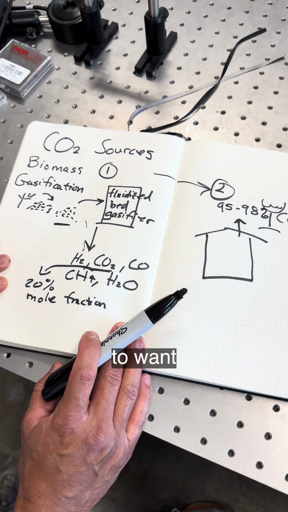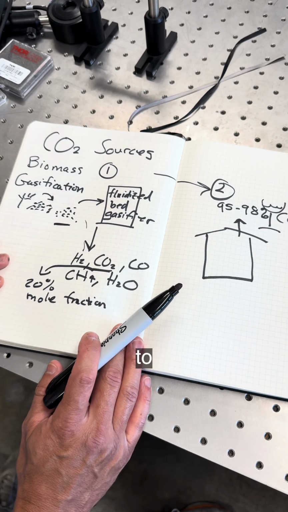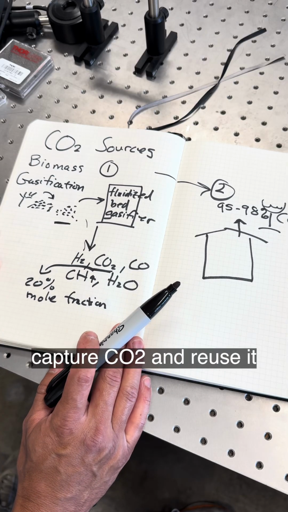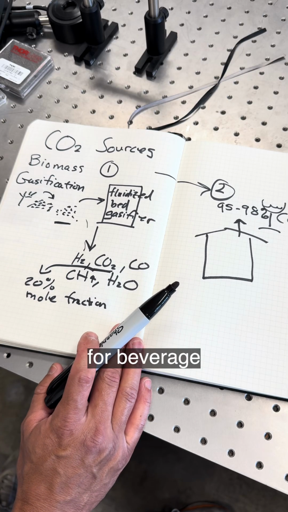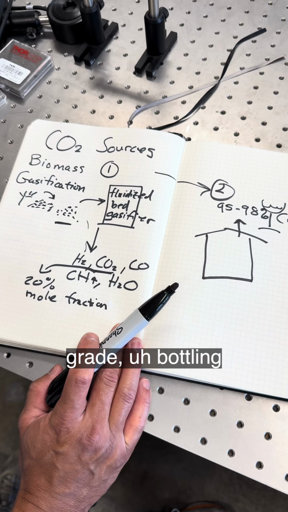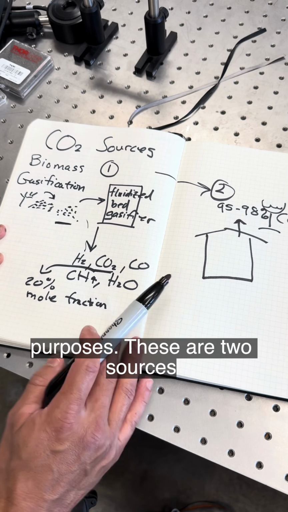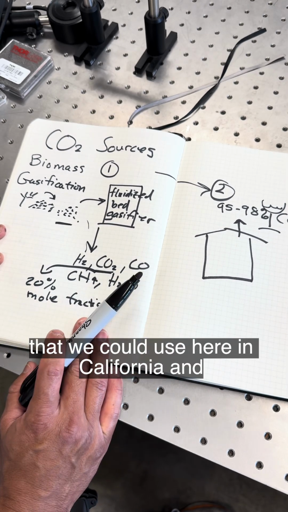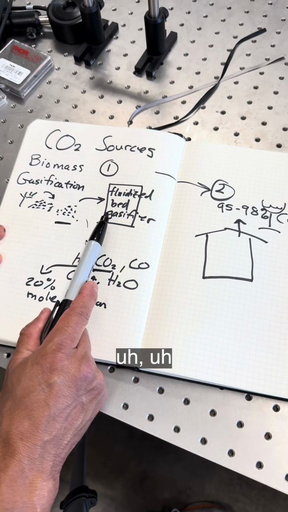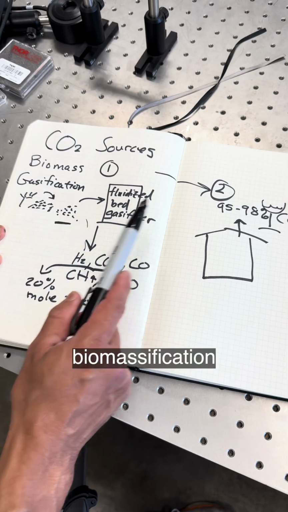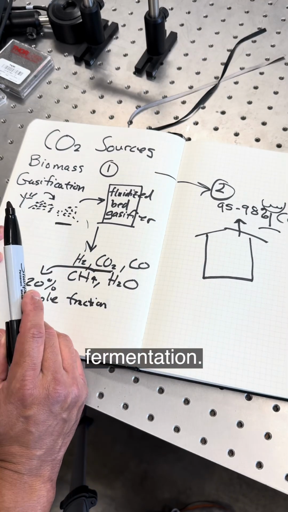So if I were to want to capture CO2 and reuse it for beverage grade bottling purposes, these are two sources that we could use here in California: biomass gasification and wine fermentation.